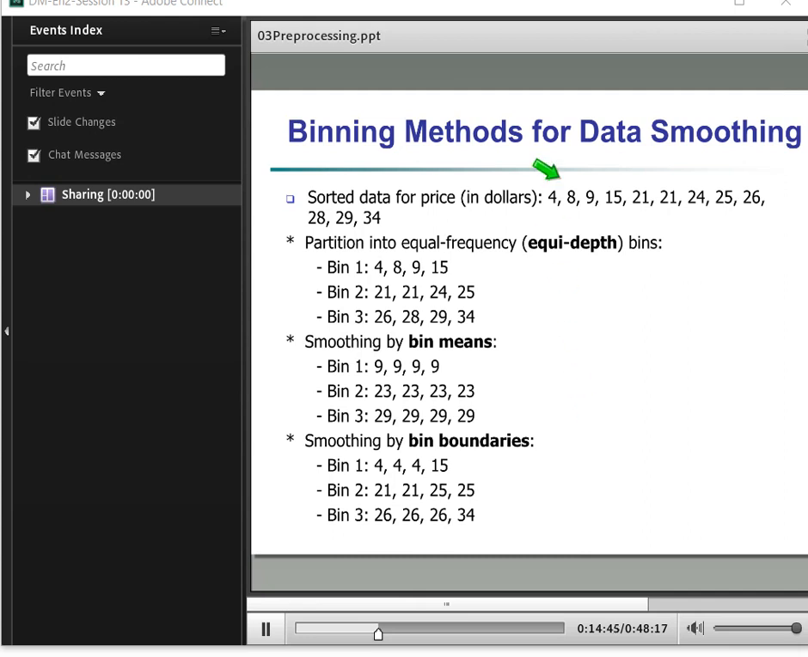Now, suppose that I have 12 different data items.